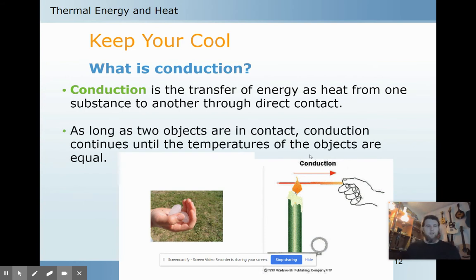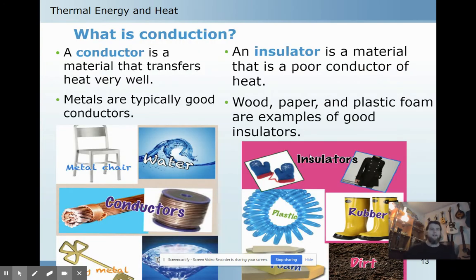As long as the two objects are in contact, the conduction will occur until those two objects reach the same temperature. So if you've ever heard the term conductor, that's what we're talking about. A conductor is a material that transfers heat very, very well. Metals are typically great conductors because they will move that heat around. If you've ever been heating up a metal object, even if the flame's far away, you may feel your hand start to get hot because that metal is conducting the heat all the way through the length of that surface.